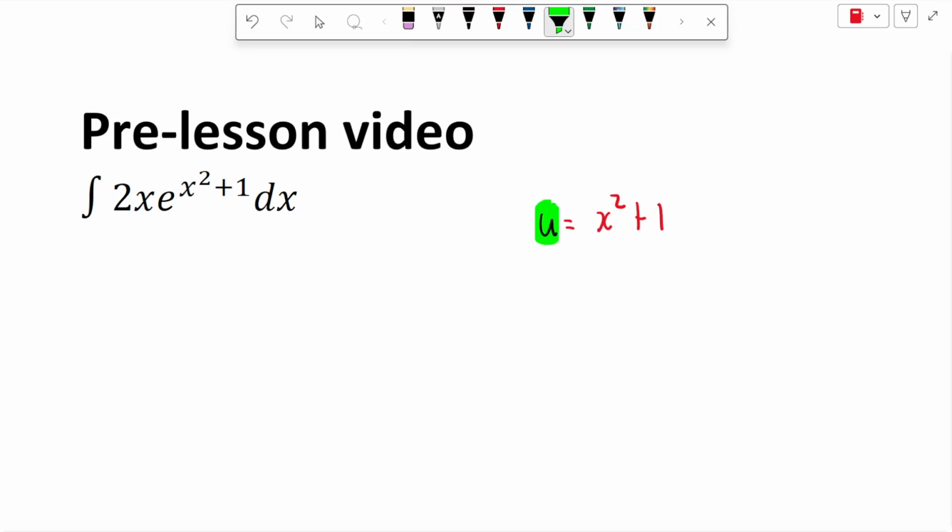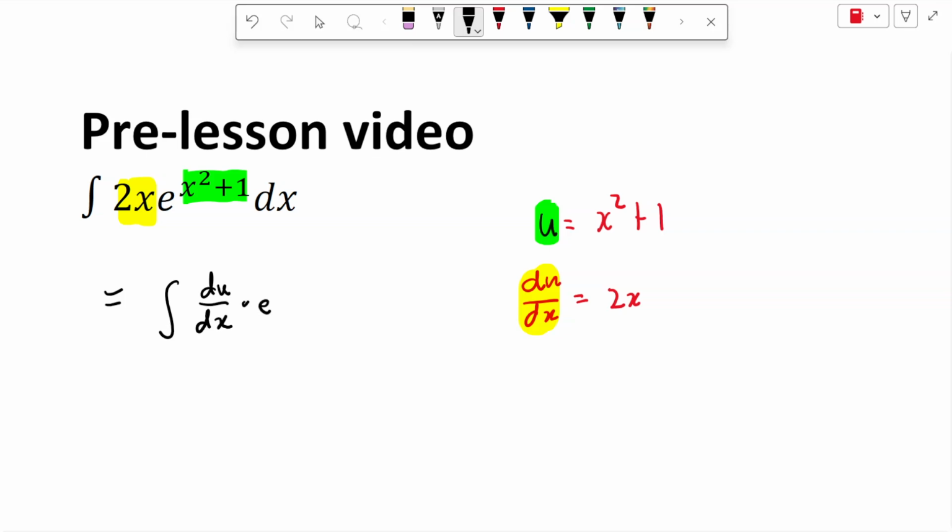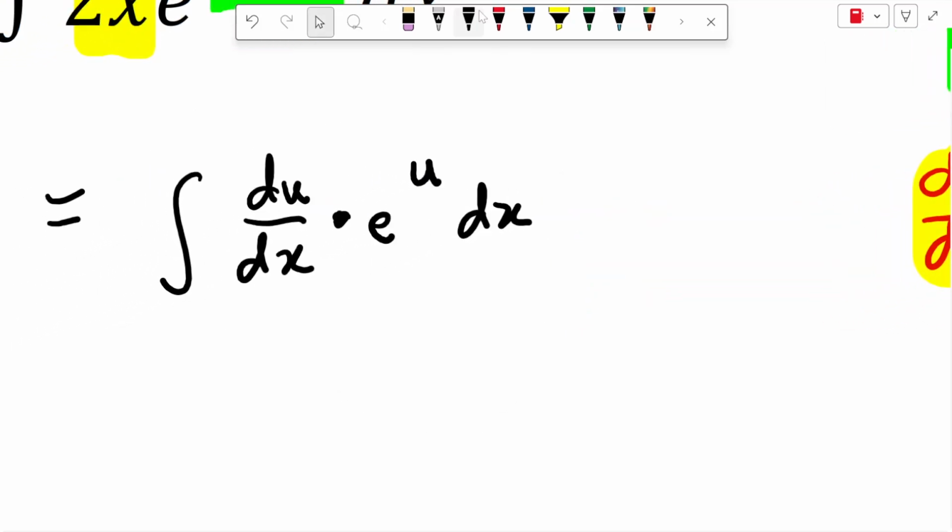And you can probably see that u is sitting right up there. Then we can work out du/dx, and it happens to be 2x if we differentiate this thing. And guess what? You can probably see that du/dx is sitting here. So the whole integral essentially just becomes the integral of du/dx times e to the power of u. Now, really important at this step, you should not have any x's in your integral, apart from the x in the dx bit.